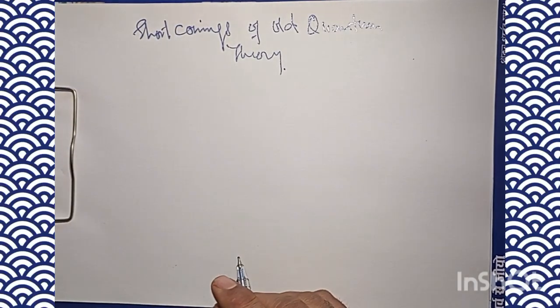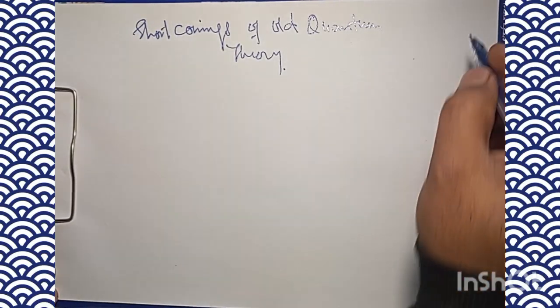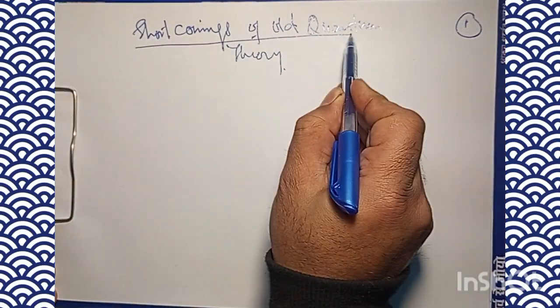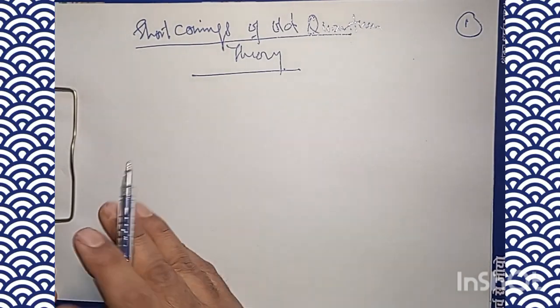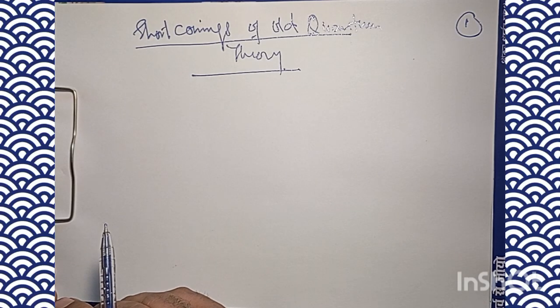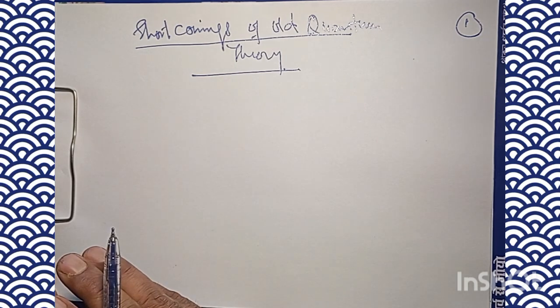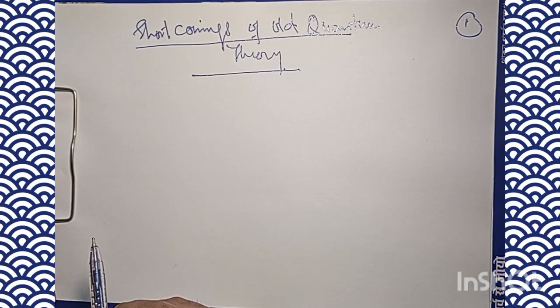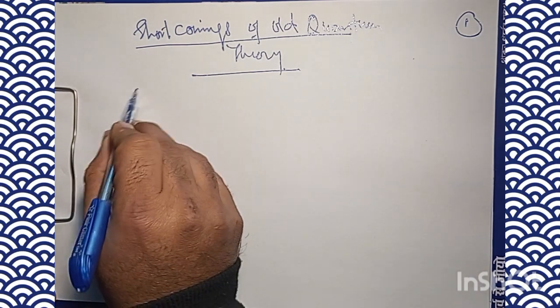In this video, let's discuss the shortcomings of the old quantum mechanics, and let me put some of the points that can have a correlation and that can talk about the shortcomings, the inadequacies of the old quantum mechanics.